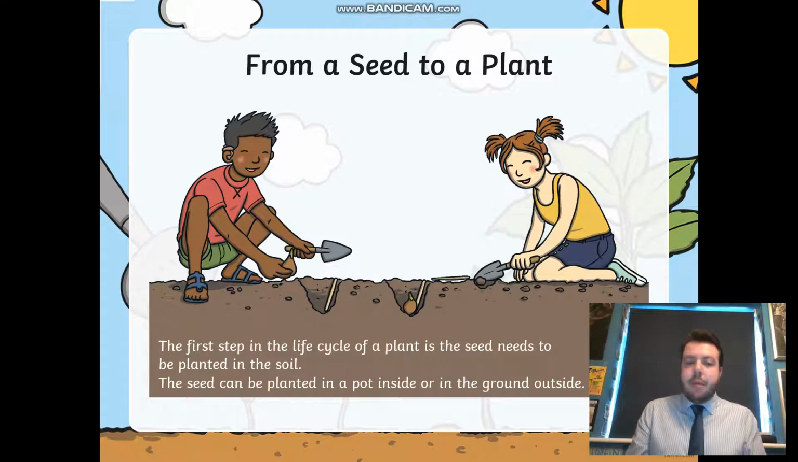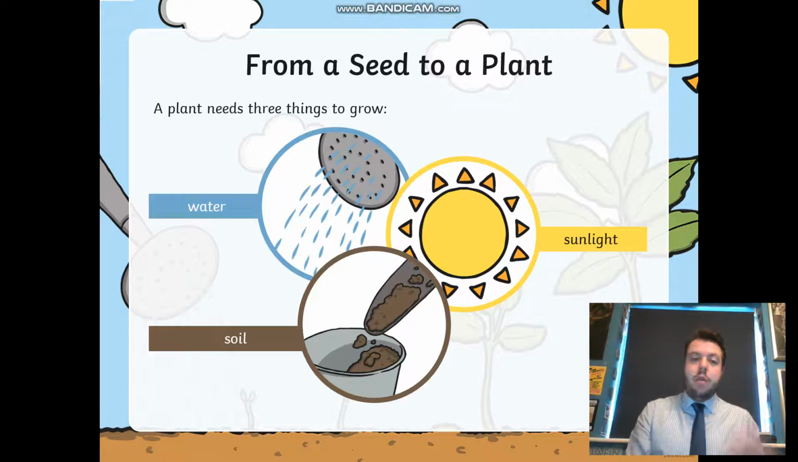The seed can only grow if it has these three things. It can only grow if it has water, sunlight, and soil. It needs water in order for it to grow, the sunlight in order for the leaves to collect the sun's energy, and the soil for it to spread its roots.